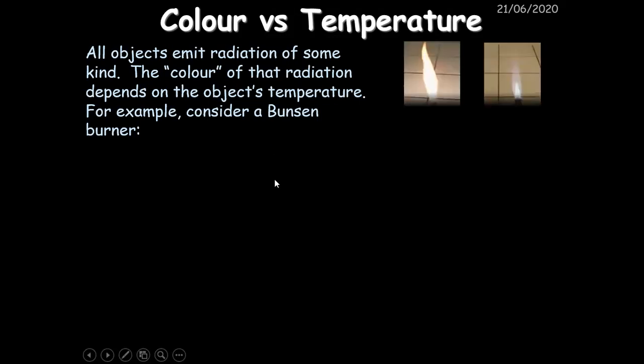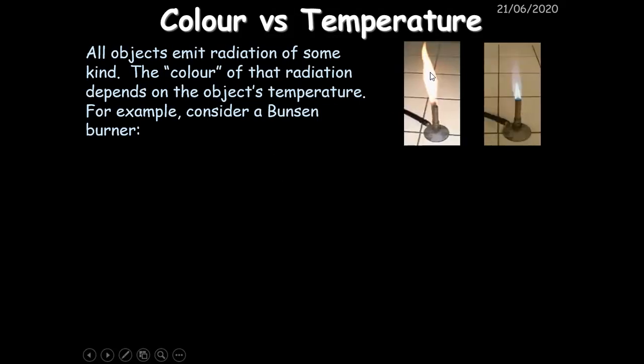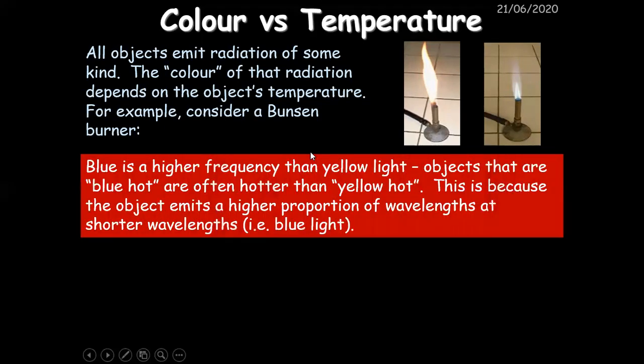A good example is a Bunsen burner in the classroom, yeah? Yellow flame and blue flame, I'm sure you've already all seen this. Most of you probably know that the blue flame is hotter than the yellow flame. So as the flame gets hotter, it becomes brighter, it becomes closer to white. As the flame becomes cooler, it becomes closer to yellow. So blue is a higher frequency than yellow light. Objects that are blue hot are often hotter than yellow hot. This is because the object emits a higher proportion of wavelengths at shorter wavelengths.